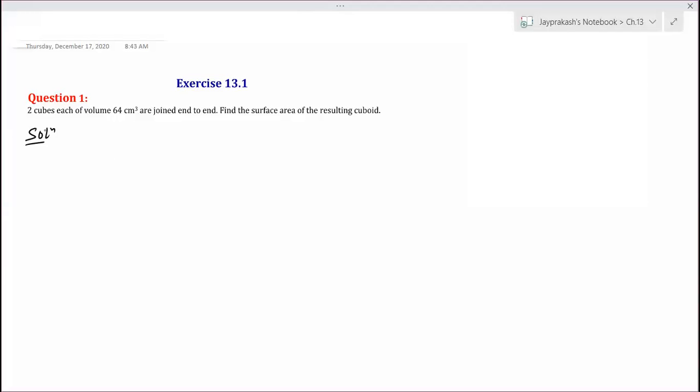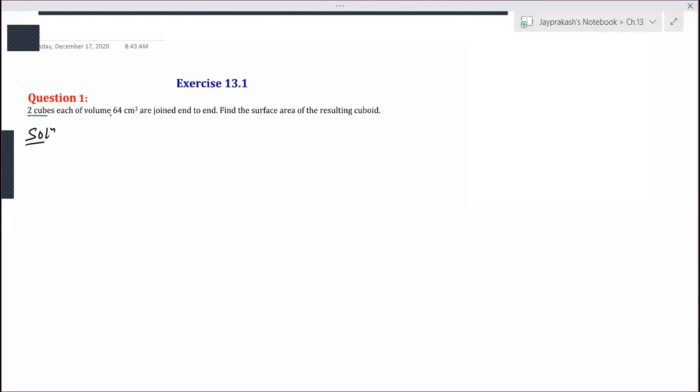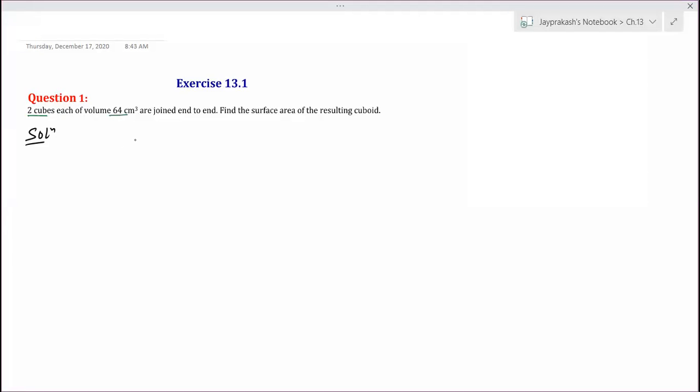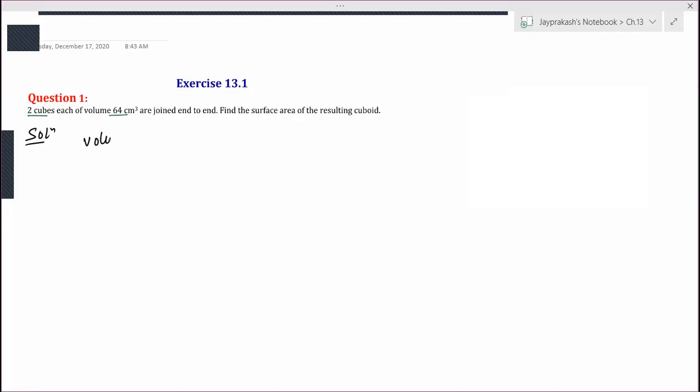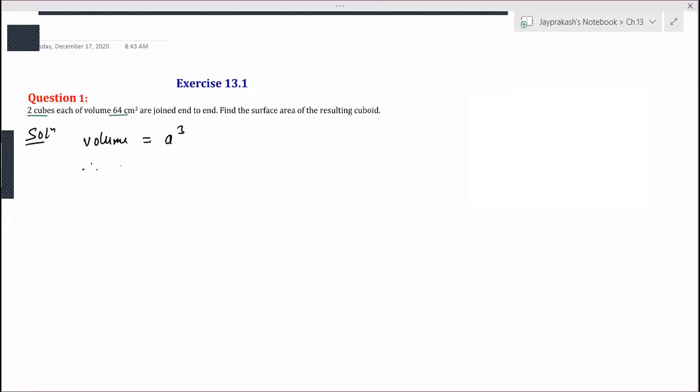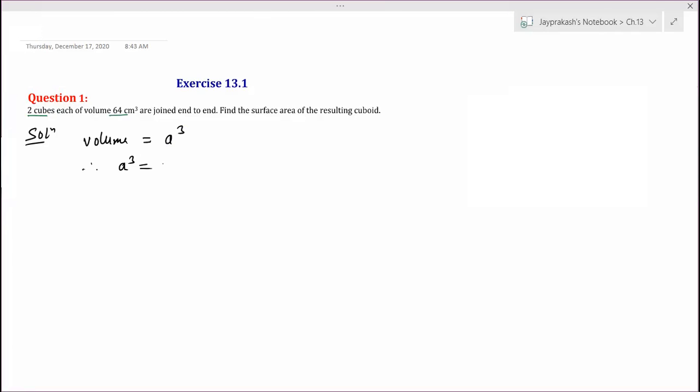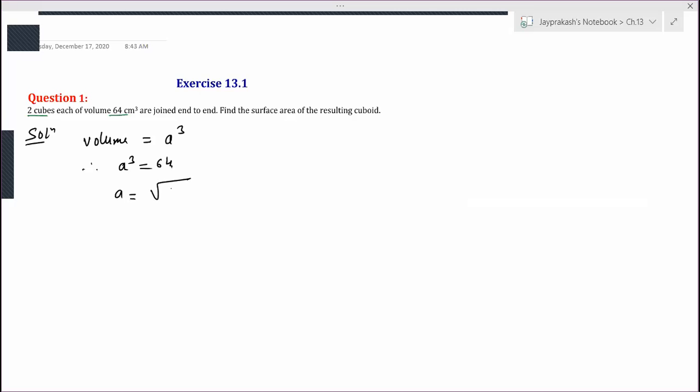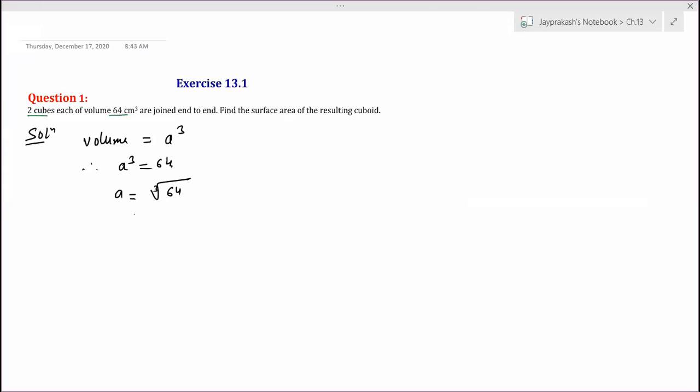So this is the first question. Two cubes of the volume 64. Before joining the two cubes, you have to find the side of the cube. We have been given the volume of the cube. So we know that volume is equal to a cube. That means we will write here a cube is equal to 64. And then a will be the cube root of 64.